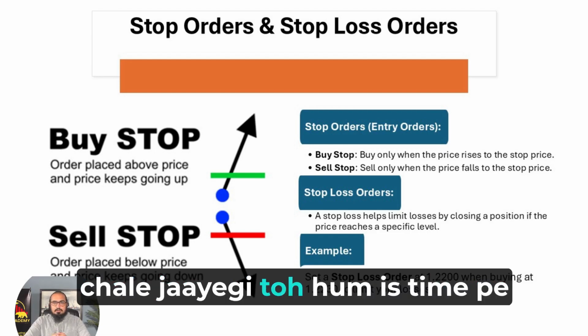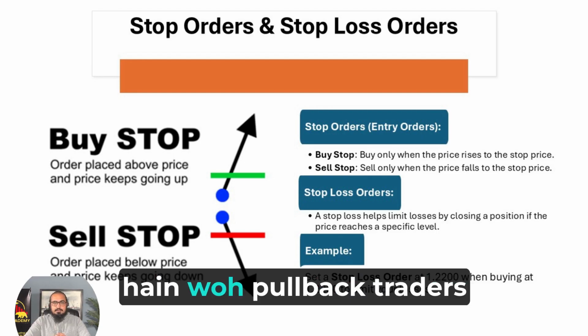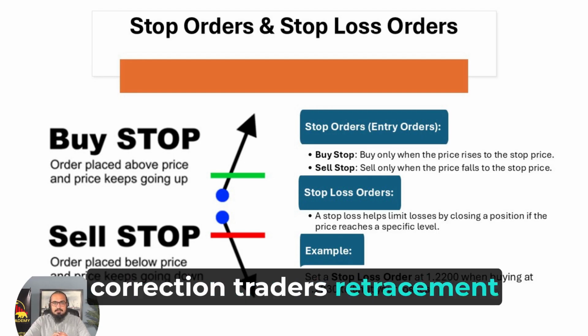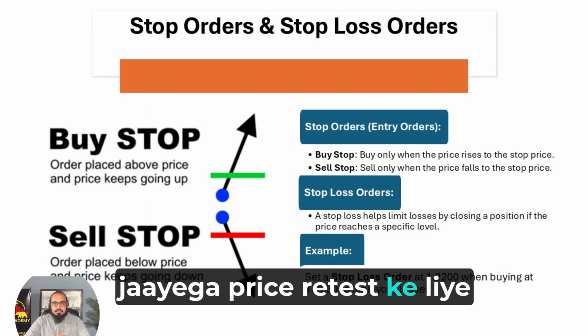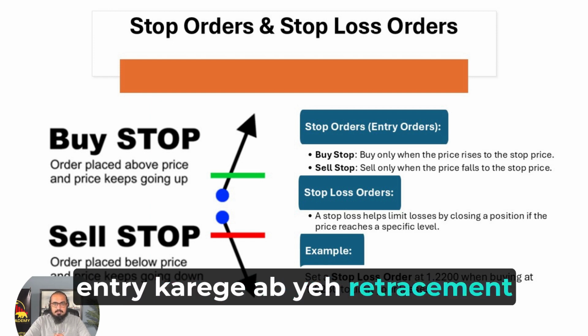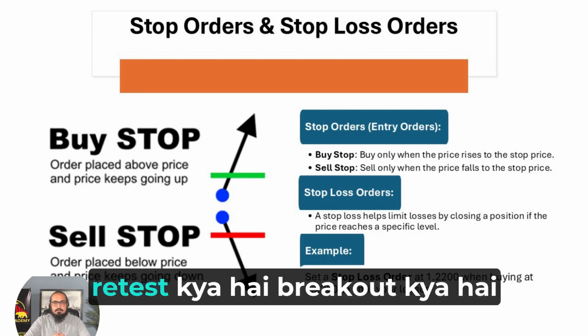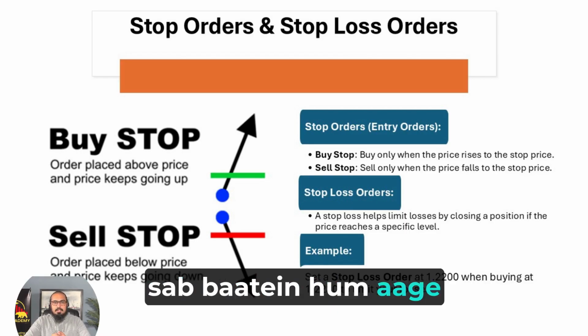So we will enter at that time, and the limit order is for pullback traders, consolidation traders, retracement traders, who use it so that when a trend is confirmed, the price will come back for a retest. Then we will enter there. Now, what is this retracement? What is consolidation? What is a retest? What is a breakout? What is a trend? What is a range? We will discuss all these things further.